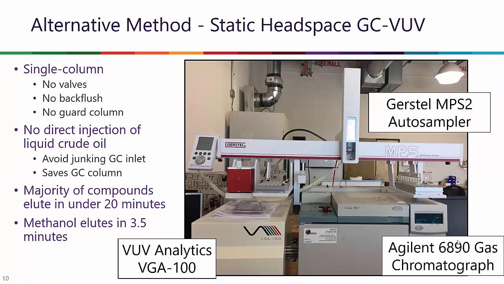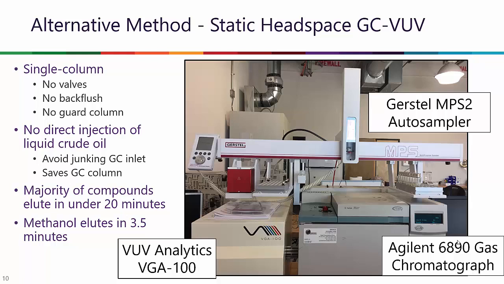Now, this solution is a single column setup, so it's very simple. We don't directly inject crude oils, so we have the added bonus of not junking up the GC inlet and also saving our GC column. Now, the majority of these compounds elute in under 20 minutes, and as a reference, methanol elutes in about 3.5 minutes. The image on the right-hand side just shows one of our setups in the lab.